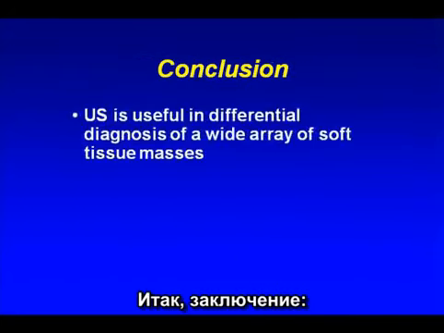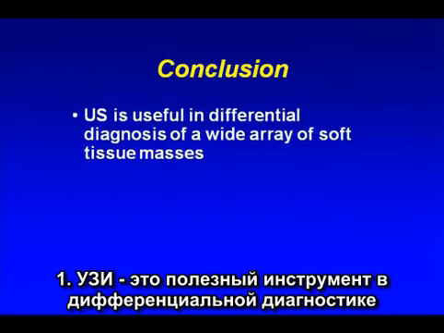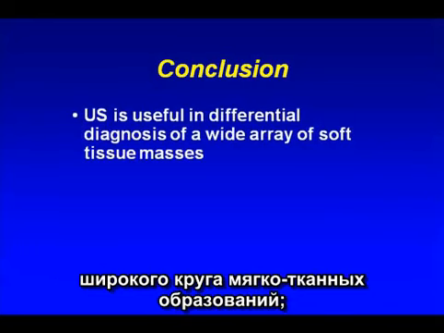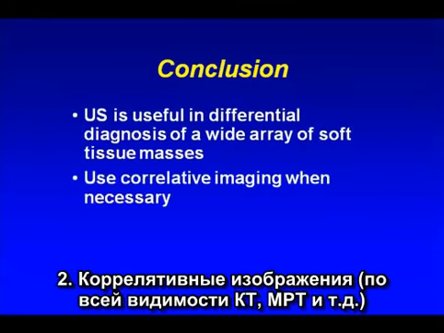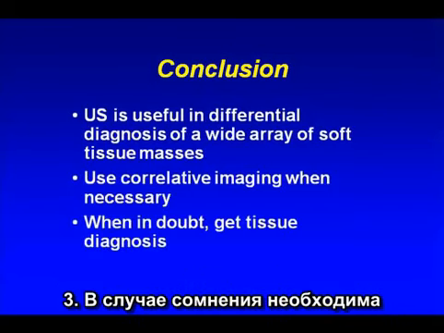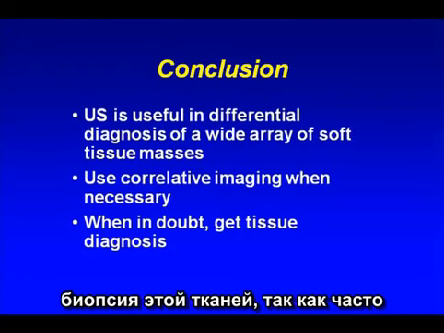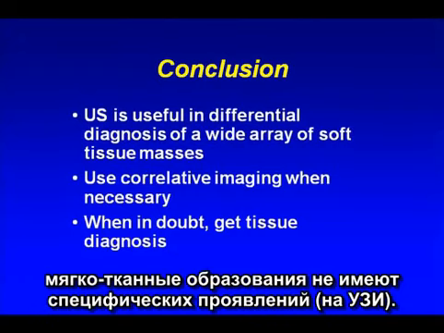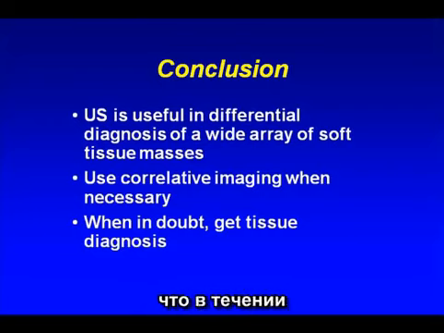Okay, so in conclusion, ultrasound is useful in a differential diagnosis of a wide array of soft tissue masses. Correlative imaging should always be used when necessary. And when in doubt, tissue diagnosis is necessary because often soft tissue masses are nonspecific. But I hope, at least in this lecture, that I've given you a framework when you're encountering soft tissue masses.